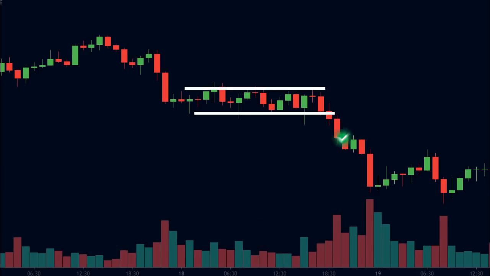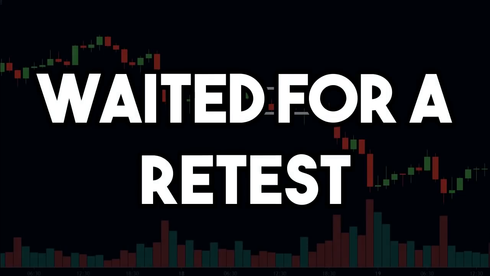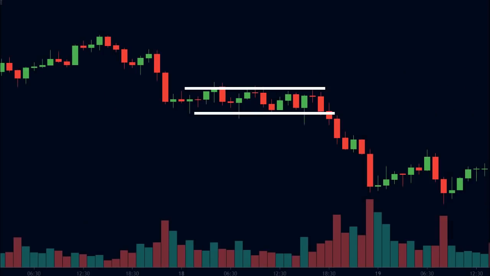Hence, the breakout has been supported by the volume. So, we can enter on the close of this candle. Now, if you are a conservative trader, you might have waited for a retest of the low boundary. But the retest never happened. Therefore, you missed this trading opportunity. And that is the price you have to pay for being conservative.